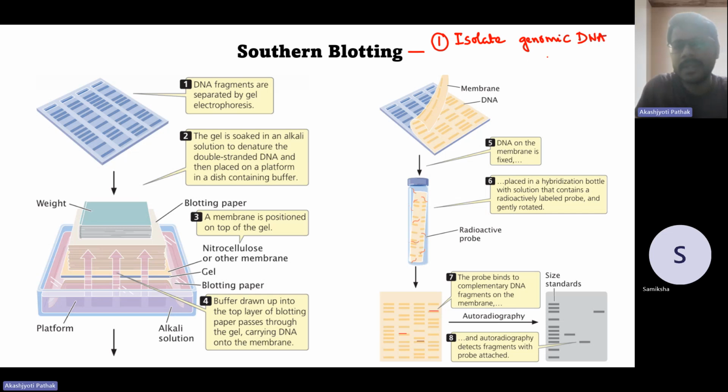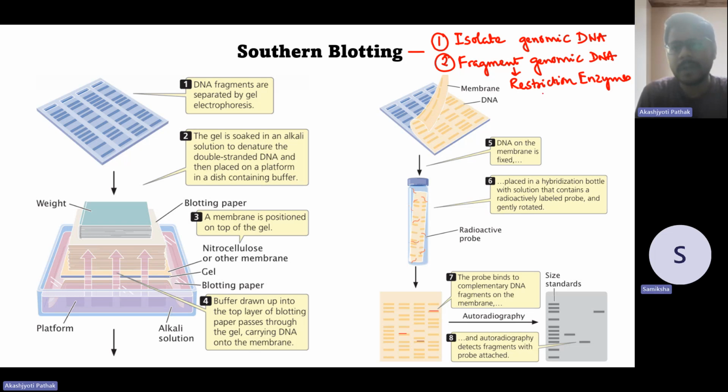So now the genomic DNA is very long, right? So what is done is this genomic DNA is then fragmented. You fragment the genomic DNA, and how is that done? This is done by treating the genomic DNA with various restriction enzymes. The restriction enzymes will digest at particular DNA sequences, and you will get short fragments of the DNA.